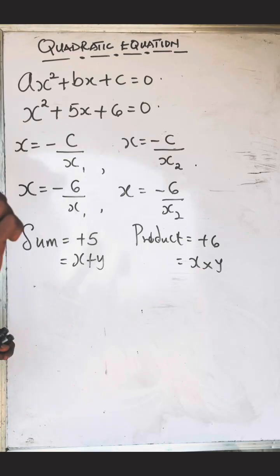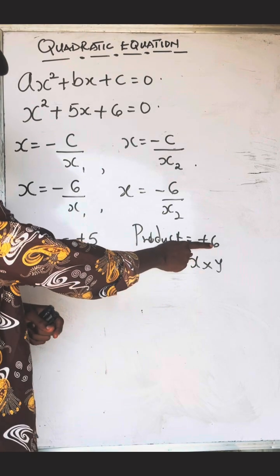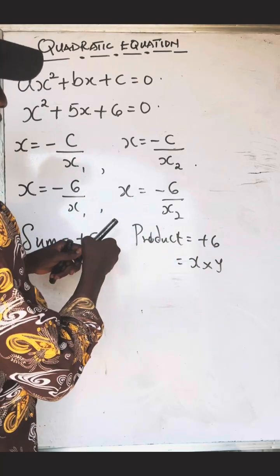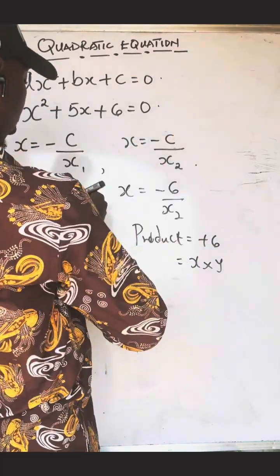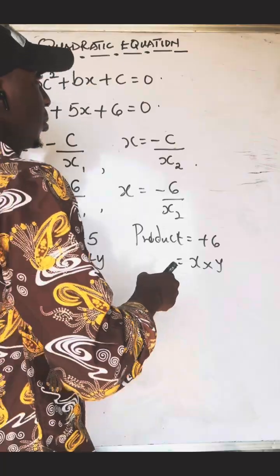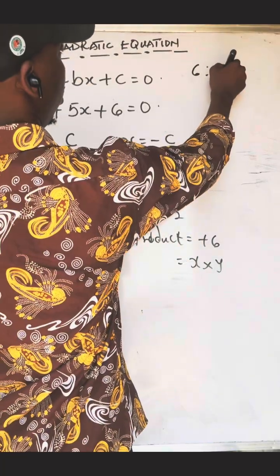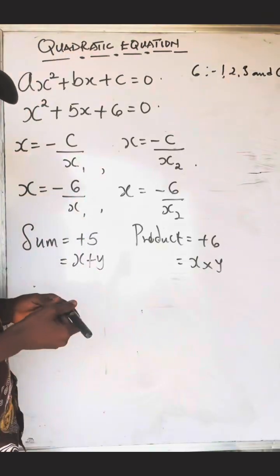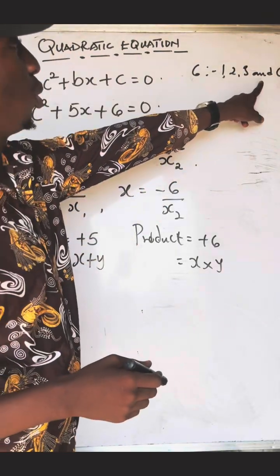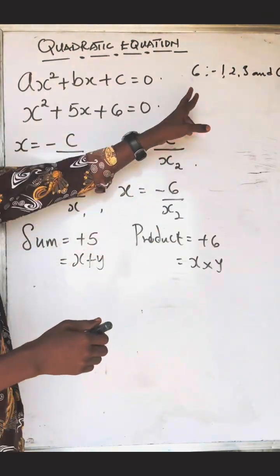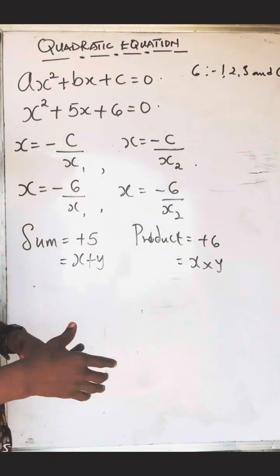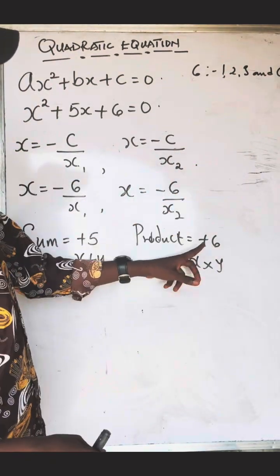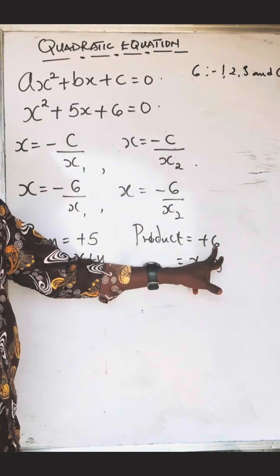Now, the values come from the factors of the constant, which happens to be my plus 6 here. So the factors of 6 are 1, 2, 3, and 6 itself. These are the factors of 6. So I'm picking two values from here in such a way that if I add them together, I get a plus 5, and if I multiply them together, I get a plus 6.